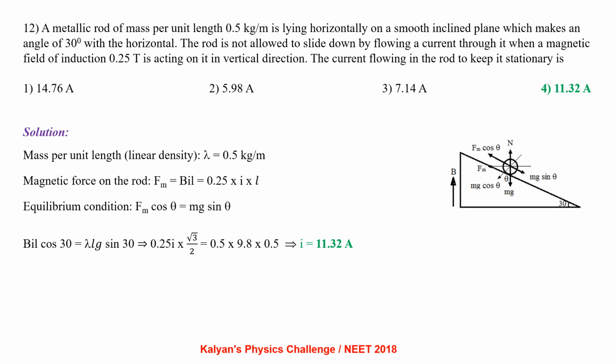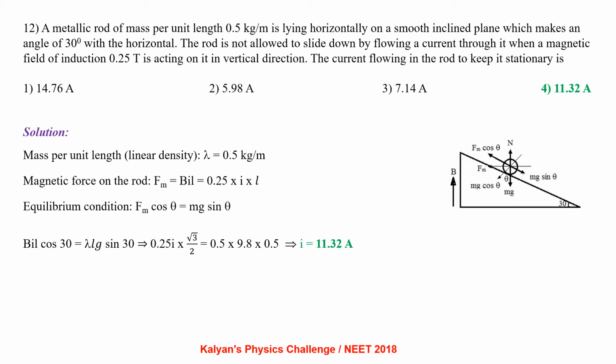A metallic rod of mass per unit length 0.5 kg per meter is lying horizontally on a smooth inclined plane which makes an angle 30 degrees with the horizontal. The rod is not allowed to slide down by flowing a current through it when a magnetic field of induction 0.25 Tesla is acting on it in vertical direction. The current flowing through the rod to keep it stationary is.